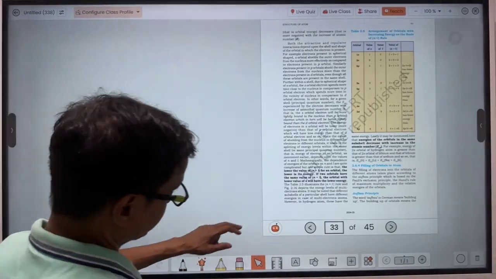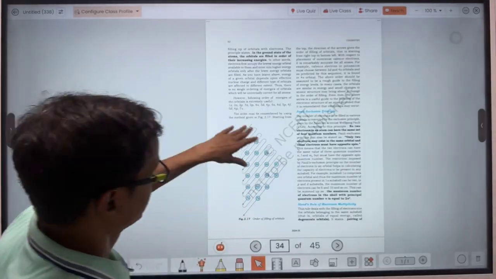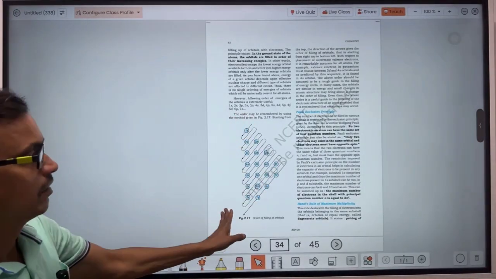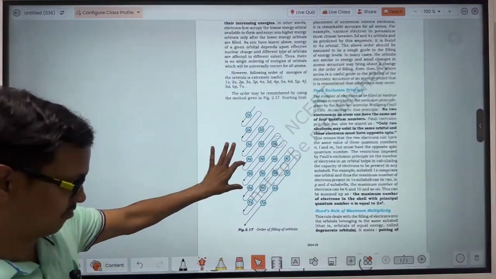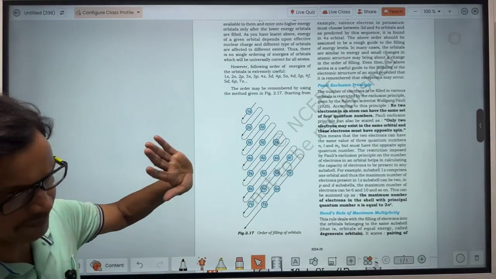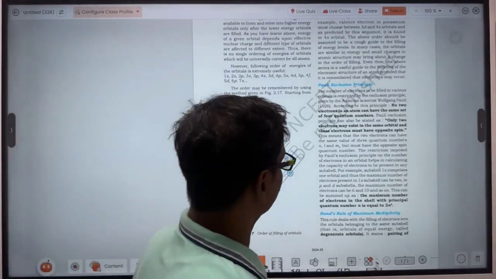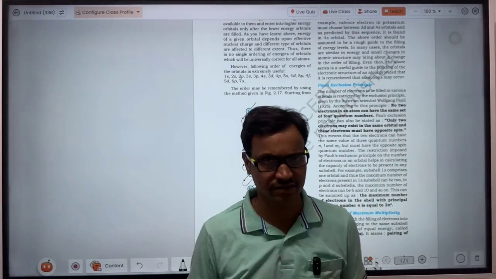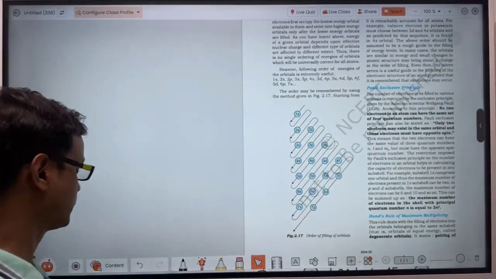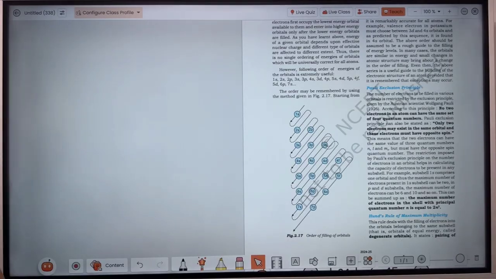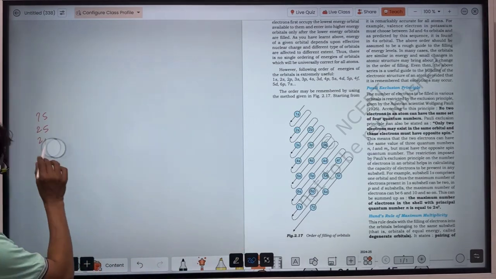One diagram is already given in the book, but I shall tell you a different technique because that diagram will take lots of time to draw. This is the concept: I shall tell you the technique by which you could find out the various energy levels of the orbitals. So let's see how actually this has been drawn. It has been drawn like this. Here 1s, 2s, 2p, 3s.